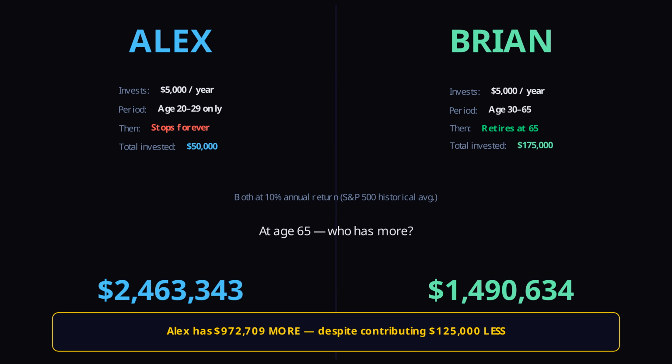At age 65, Alex has $2,463,000. Brian has $1,490,000. Alex has nearly $1 million more, despite contributing $125,000 less. This is not a trick. This is mathematics. And in the next 12 minutes, you will understand exactly why.